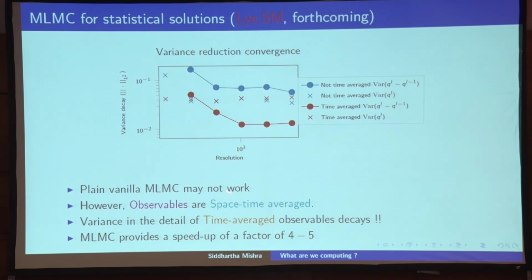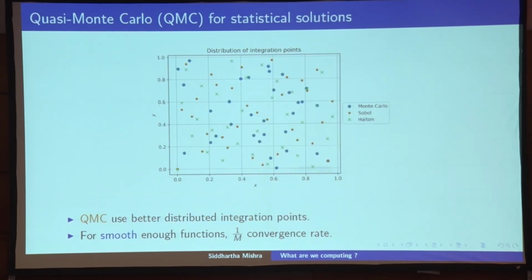This picture tells you why. It turns out that for multi-level Monte Carlo to work, the details, the difference in successive resolution, have to decay. Here it's actually constant, so there is no gain. However, we know that our observables are space-time averaged. So when we do time averaging, we see that the variance of these details is a factor of 5 less than the variance of the actual solution. So from multi-level Monte Carlo, we can get a factor of 5 to 10. But I need a factor of 30 to 40, and 5 to 10 is a long way there. So it does help, not as much as we wanted, but it still does.